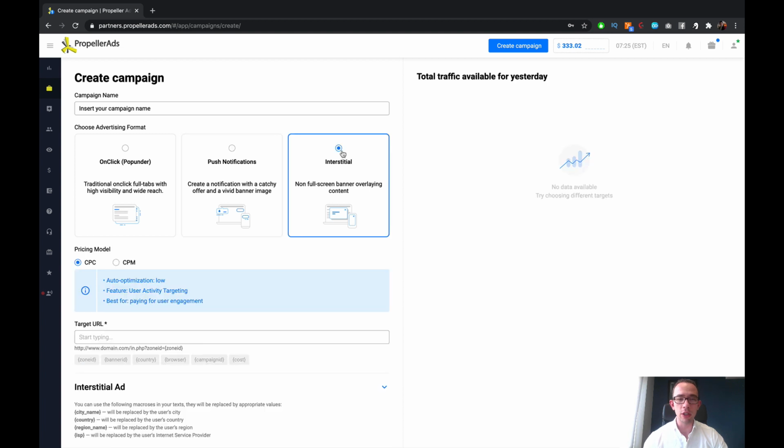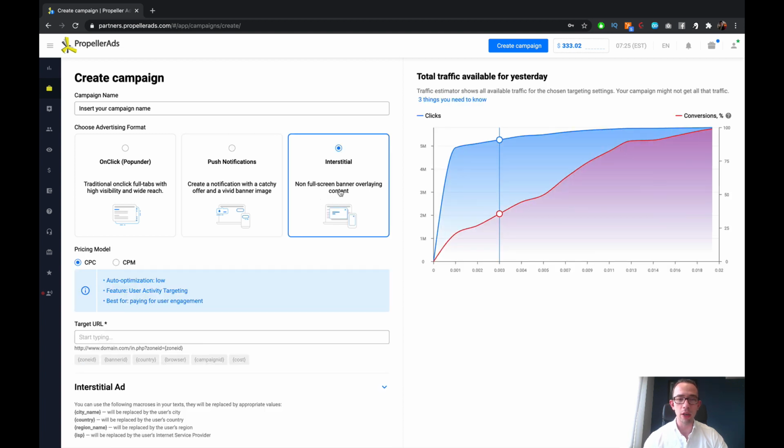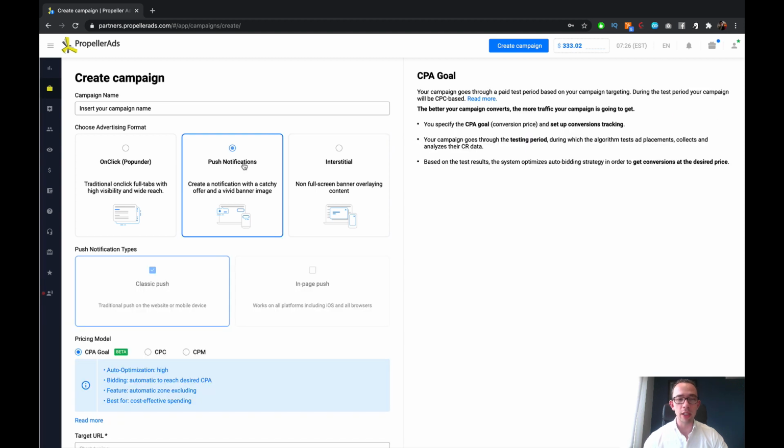An interstitial is a non-full screen banner overlaying the content, which basically is a very interesting format. I have not explored that much, but I've been working with it for quite a bit lately and it's very interesting. But let me put the settings on push notifications and go through the rest of the settings, because push is the one thing I run most on my channel, showing you guys how it works.